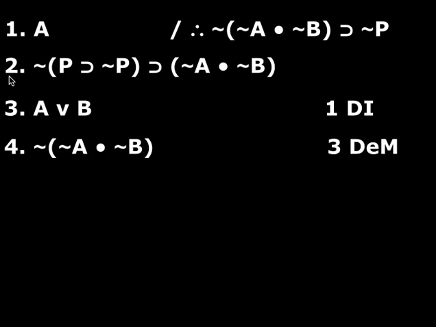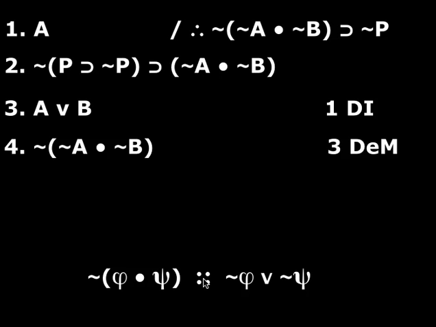Well, the move from 1 to 3, that shouldn't be the issue, right? I went from A to A or B, which is using disjunction introduction. That's easy. How did I go from this to that? Well, that's De Morgan's. Remember, De Morgan's will let you turn a disjunction into a negated conjunction. Let me just remind you of the rule here. The move from 3 to 4 is moving from this to this. I'm turning a disjunction, which is what I have on line 3, into a negated conjunction, which is what I have on line 4.